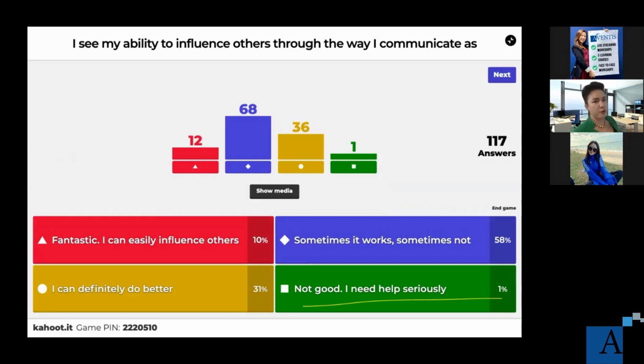Self-awareness. Some of us are very humble, in Asia especially. So 68 of us, the majority, said sometimes I can, sometimes I can't. And 12 of you, congratulations, we will need to tap on your expertise. And one of us said you need help seriously. And I seriously think you are one of the very few honest people in the world. Some of us are in denial. No, there's nothing wrong with it.